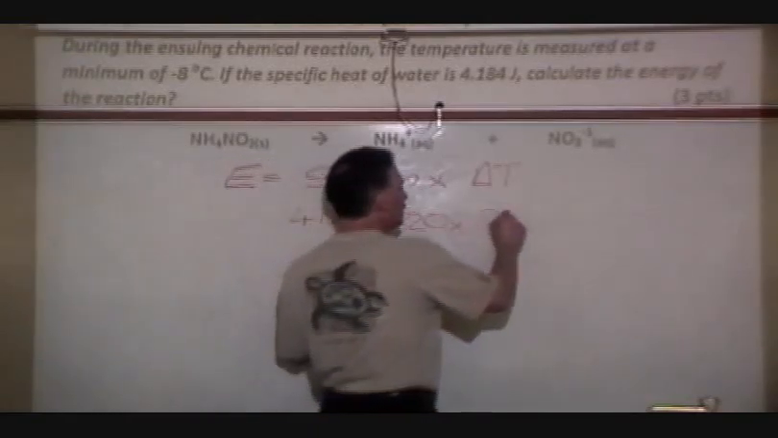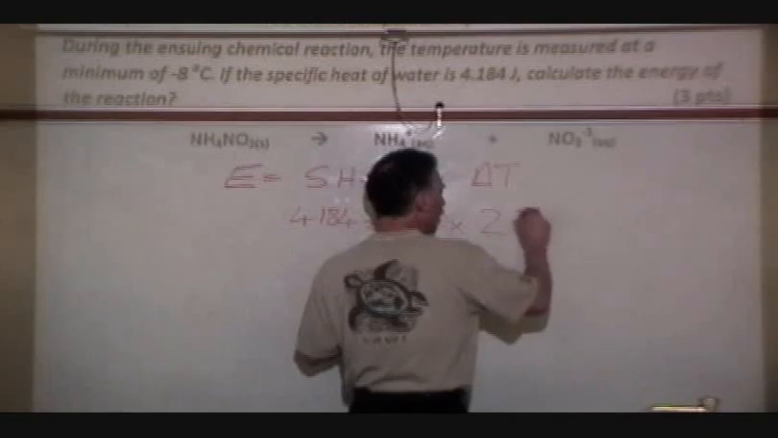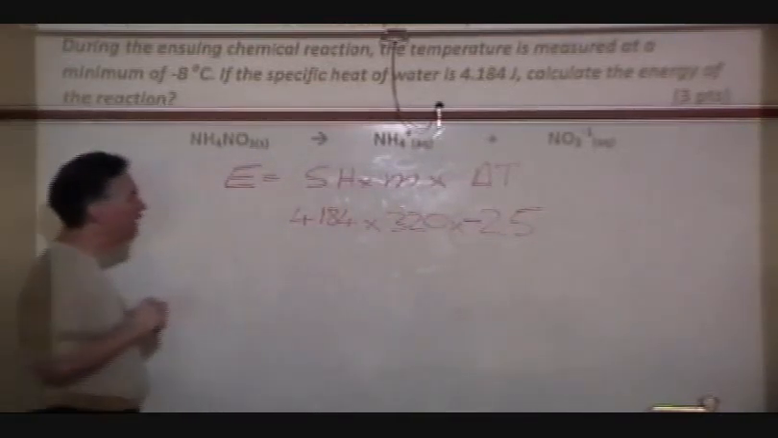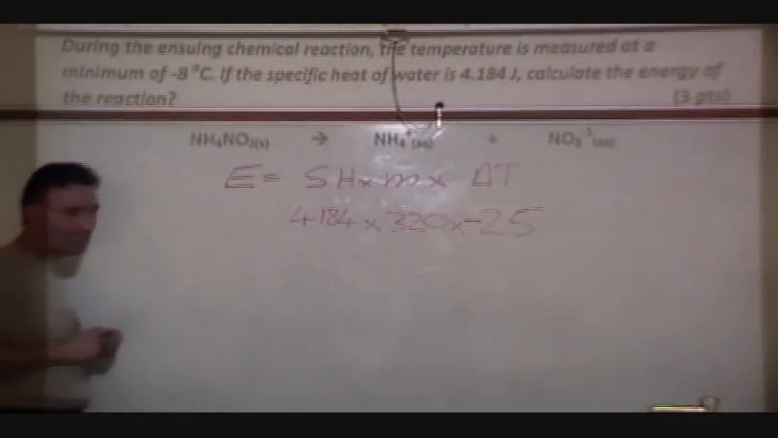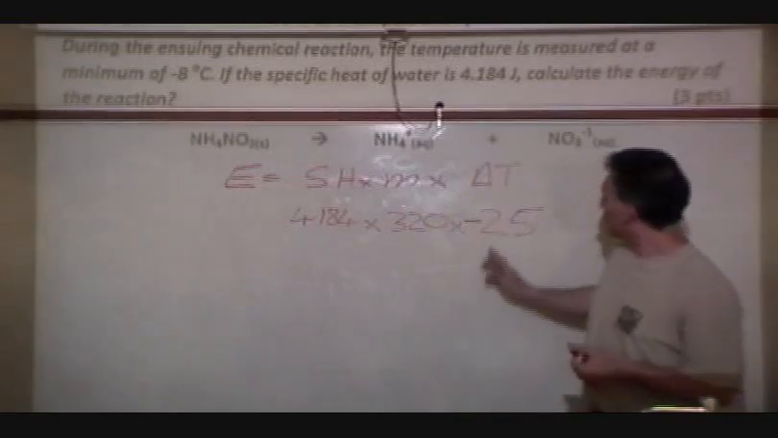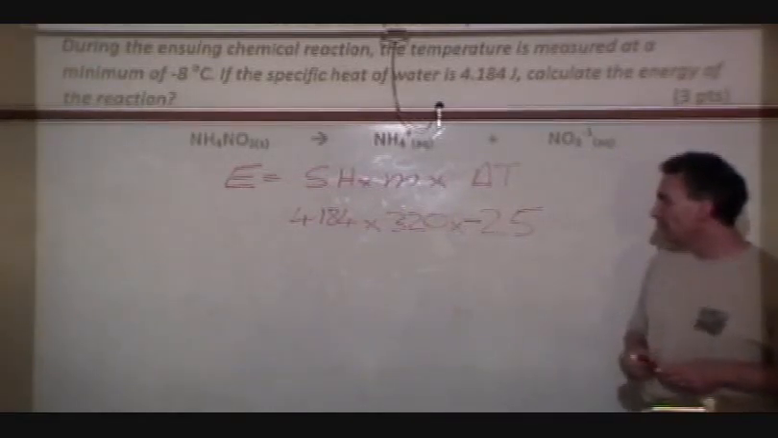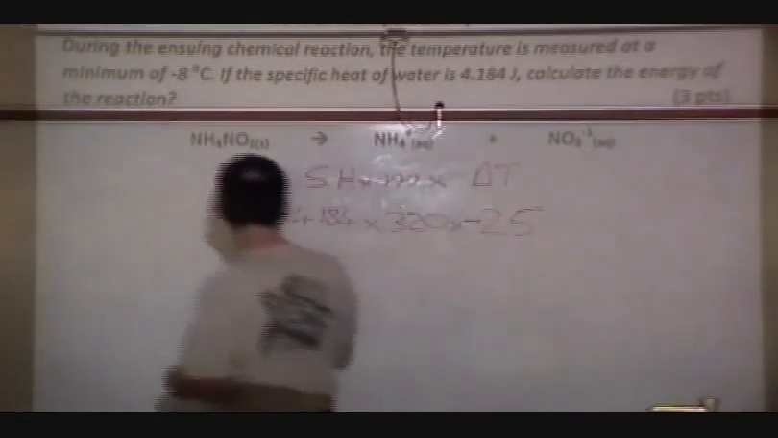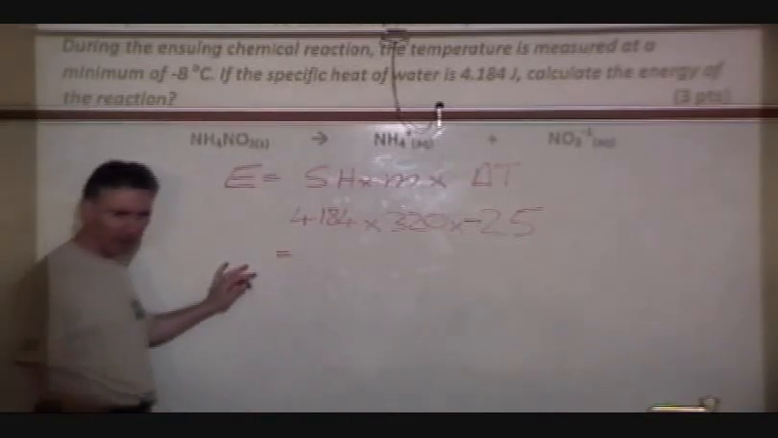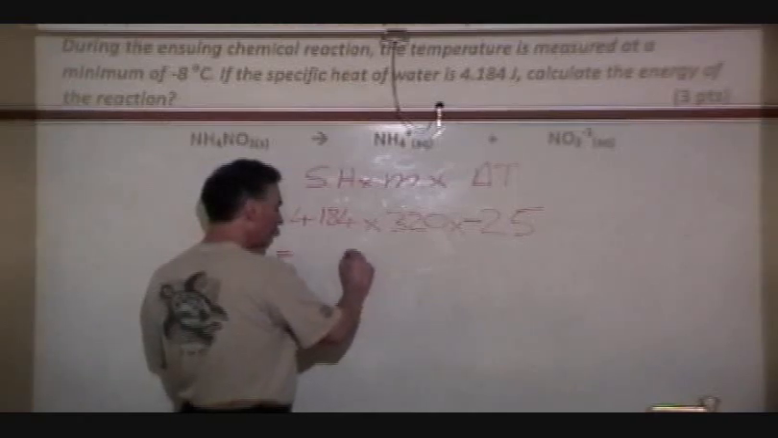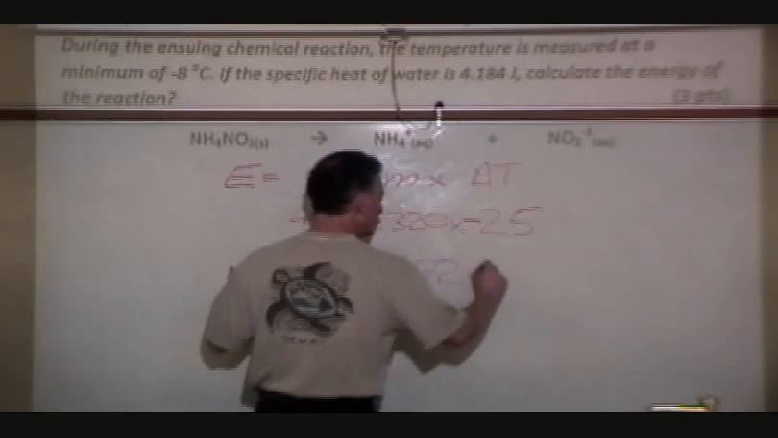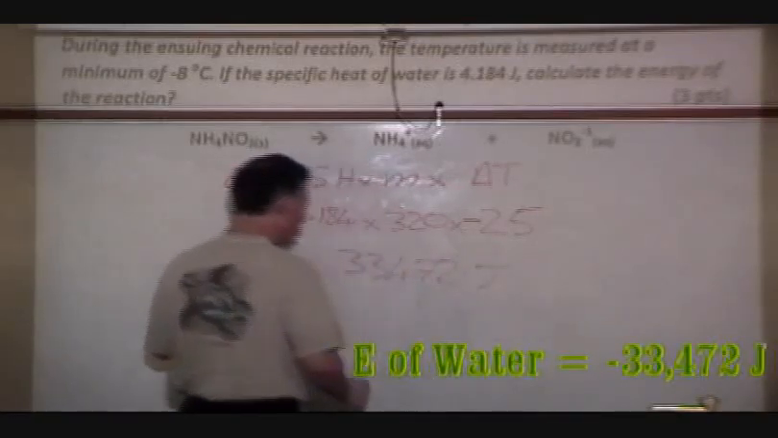So a 25 degrees change, but something that a lot missed was it was a change in temperature by minus 25. We've gone from 17 down to minus 8, so it's a change down in temperature. So we'll work this out. Is that about 33,000 joules or something? Joules, don't forget the units, joules.